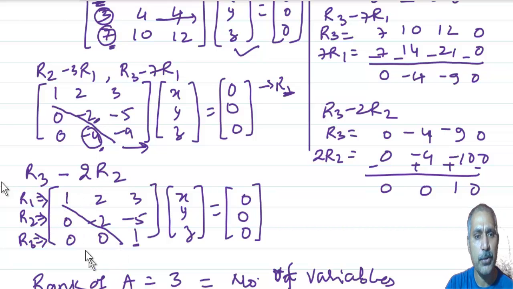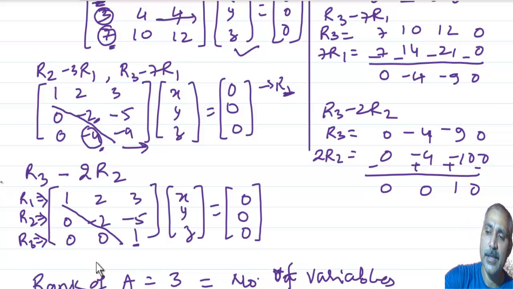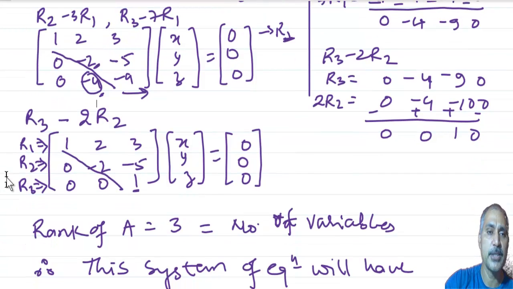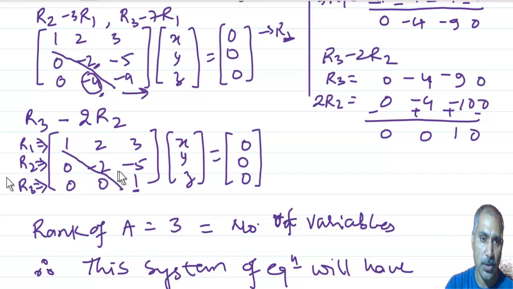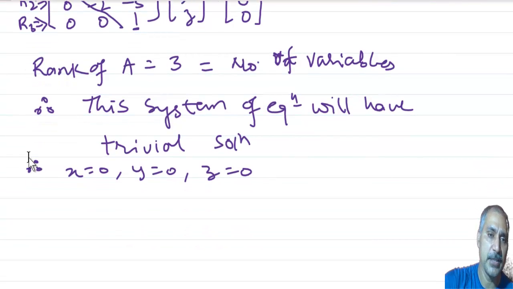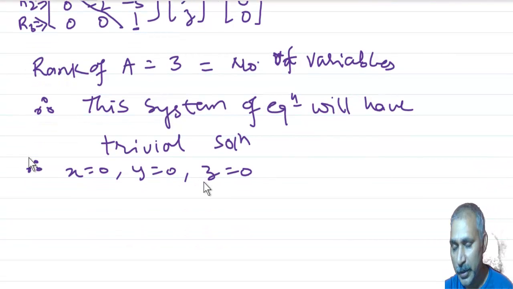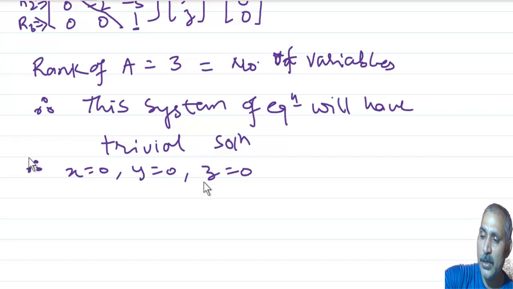Once we came to the echelon form of the matrix, then we can predict what is going to be the rank. Rank of this matrix is the number of non-zero rows. First row is non-zero, second row is non-zero, third row is also non-zero. That means the rank of this matrix is 3 and the number of variables is 3, that is x, y, and z. So the number of variables is equal to the rank of A, that is equal to 3. That means this system of equations will have a trivial solution. Therefore, x, y, and z all are going to be 0. I think you have understood this one. In the next class, we will be taking the second type of case where we'll be having infinite solutions in the case of a homogeneous system of equations.